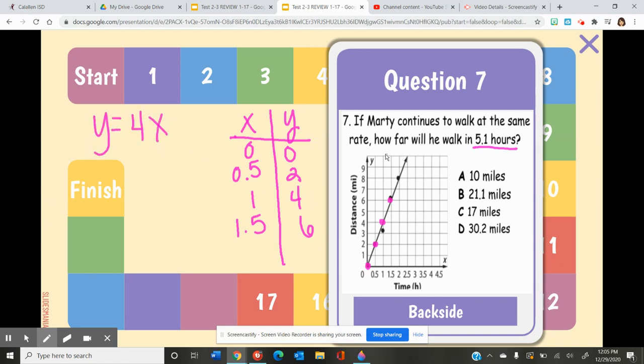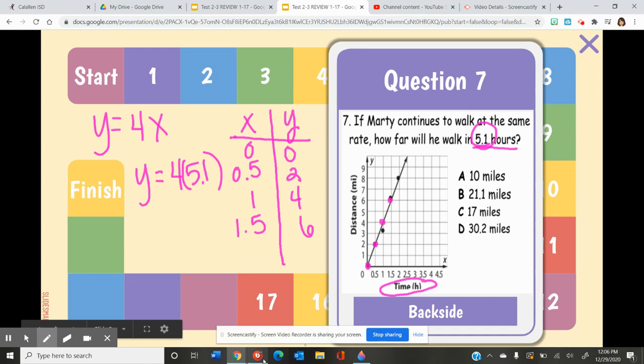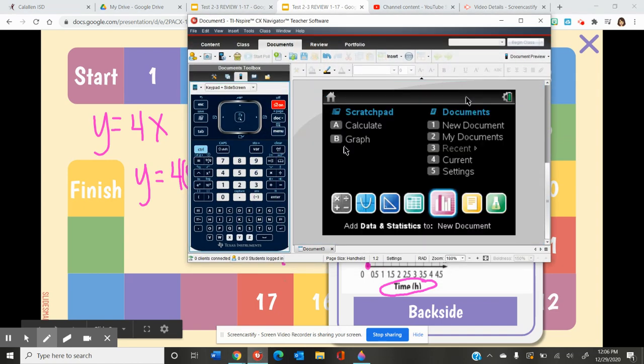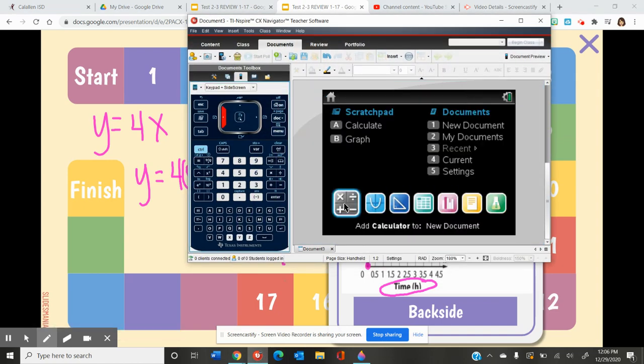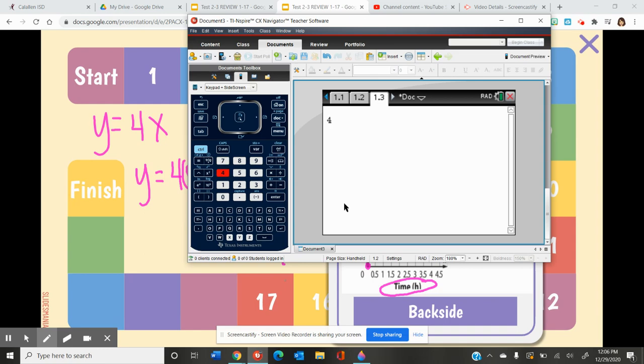So now what I want to do is know how far he will walk in 5.1 hours. So here, if you notice, hours is our x label here. So what I want to do with that 5.1, I want to find the y value, which is my distance. So y equals 4 times, and all I'm going to do is substitute that 5.1 in for x. So 4 times 5.1. So when I go to my calculator, I'm going to press the on button, and go to calculator. And I'm going to multiply 4 times 5.1. I'm going to press enter and I get 20.4.